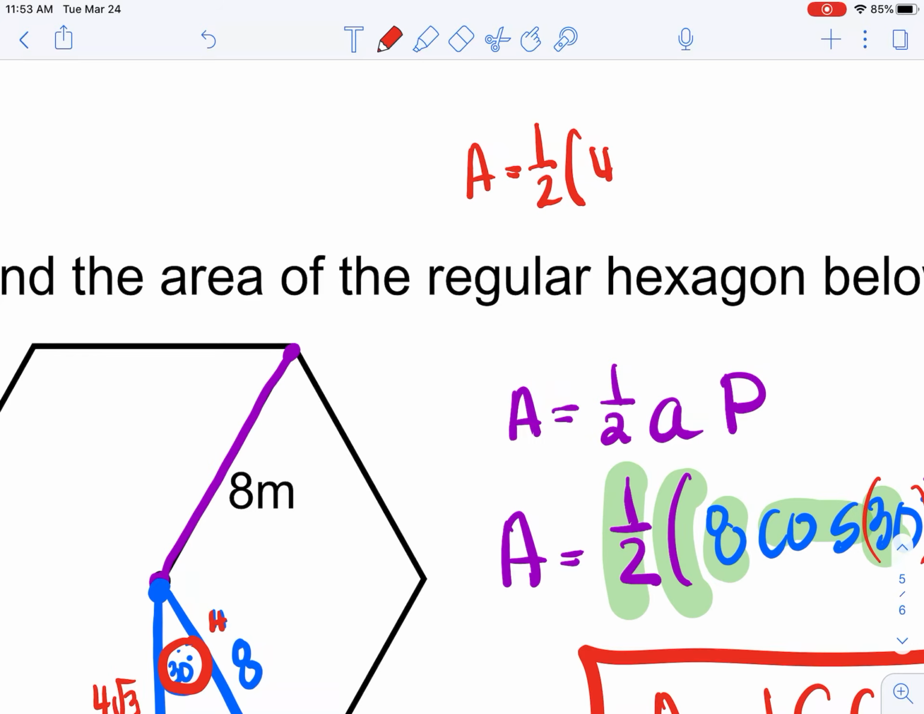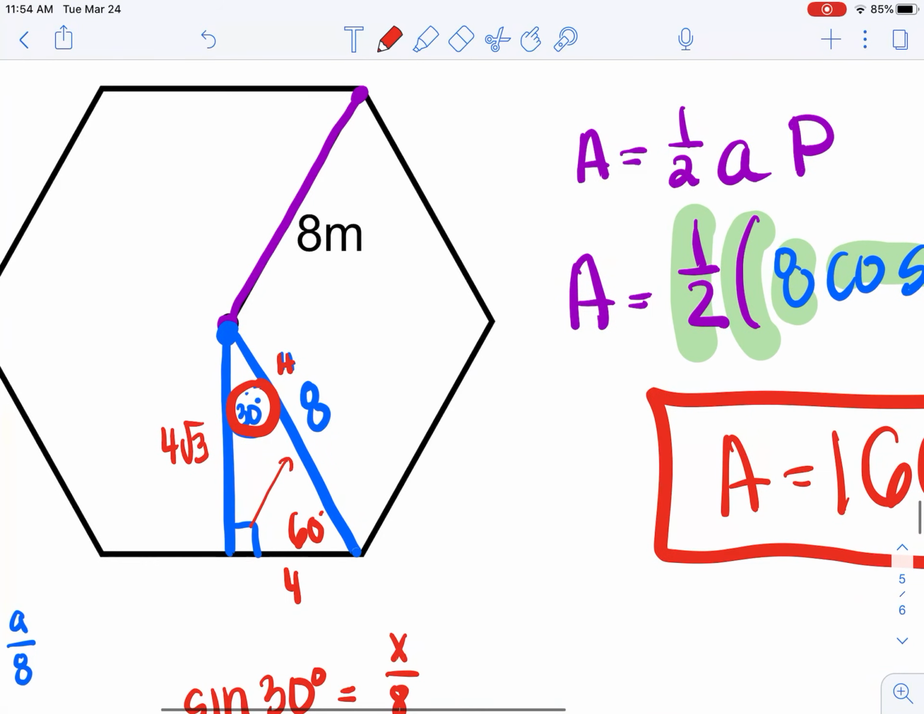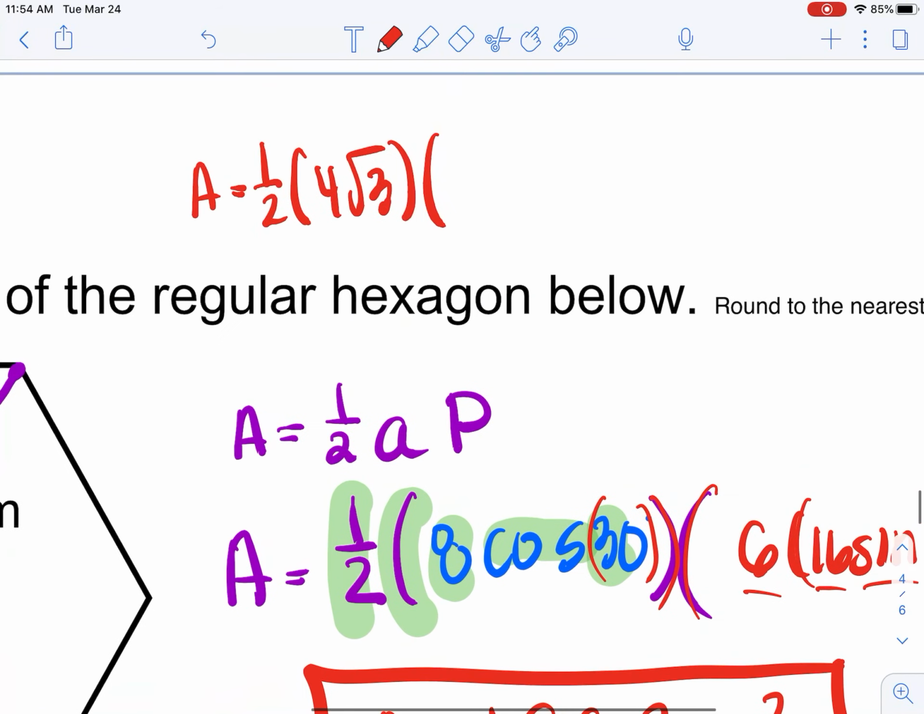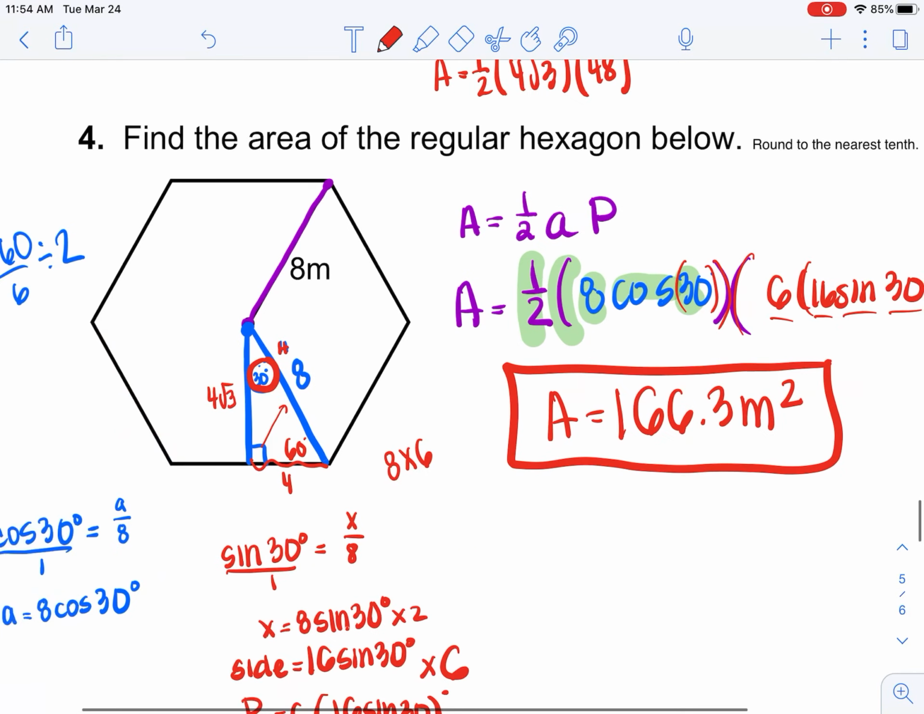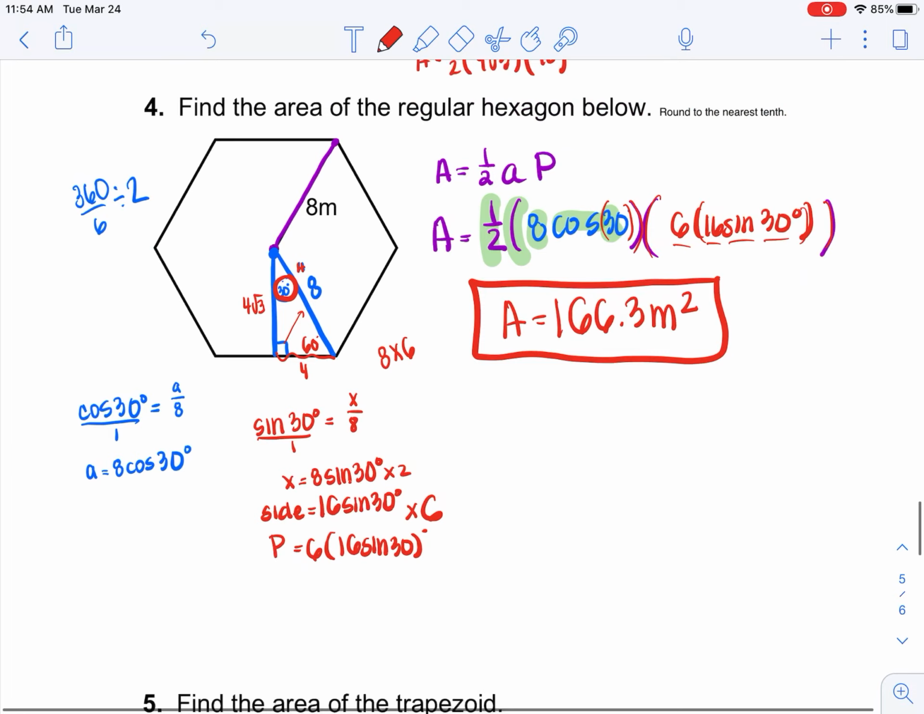So you could have said that your apothem, so you could have done area equals 1/2. My apothem is 4 root 3 times my perimeter. So remember, my perimeter is not 4. I have to double that, which is 8. And then multiply it by 6, which is 48. If you put this in your calculator, you're going to get the exact same answer. So it does pay to recognize that as a 30, 60, 90 triangle.